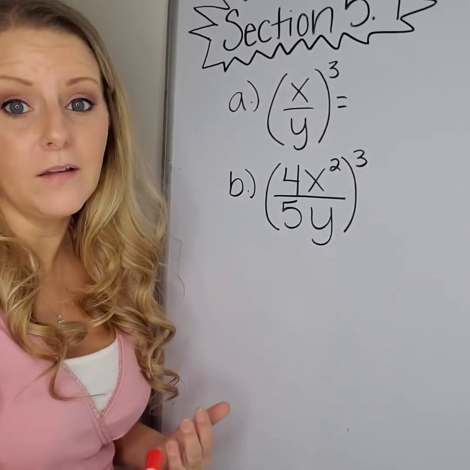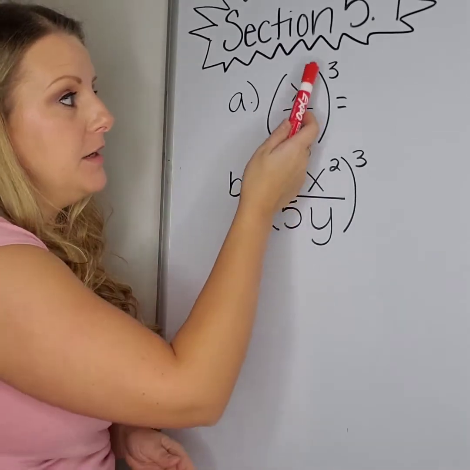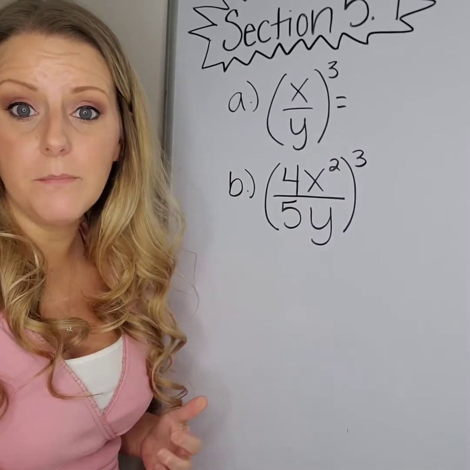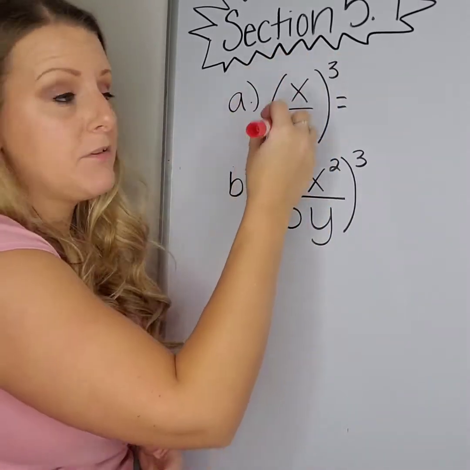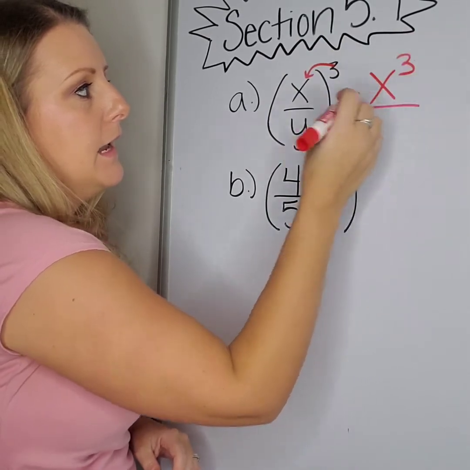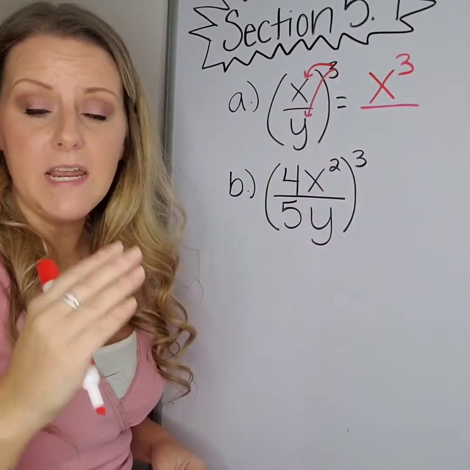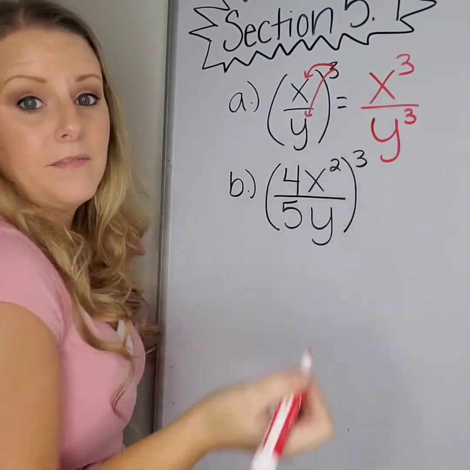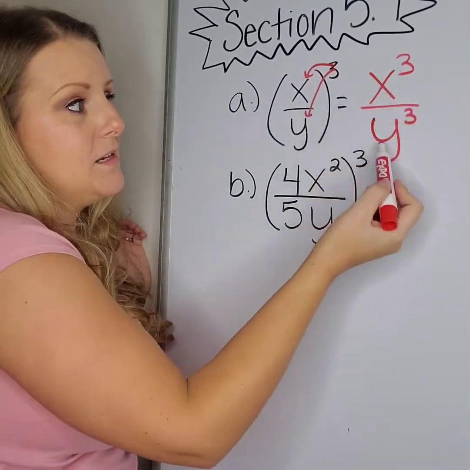They're pretty easy. This one is going to take the 3, and we're going to put the 3 on both. So it's kind of like what we did a minute ago, where the 3 gets everything. The 3 is going to go to the x, and the 3 is going to go to the y. We're taking that 3 and distributing it, giving it to both things. That's it. Now, we can't do anything further.